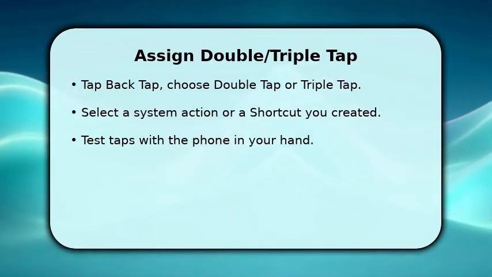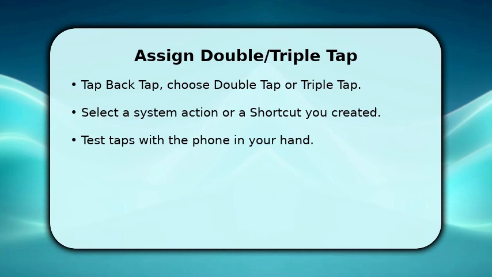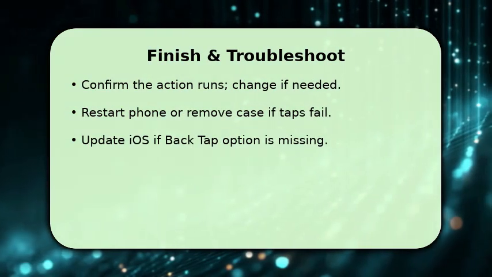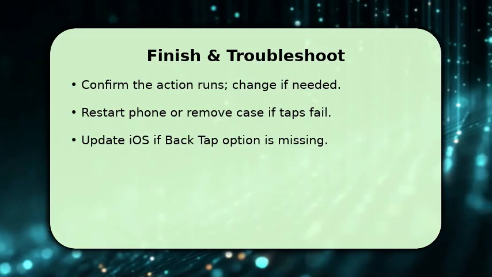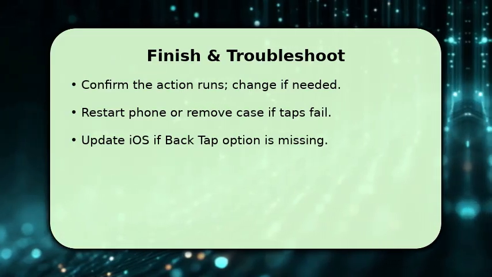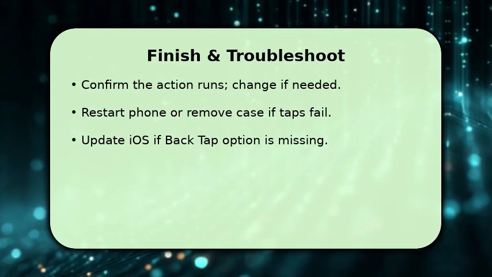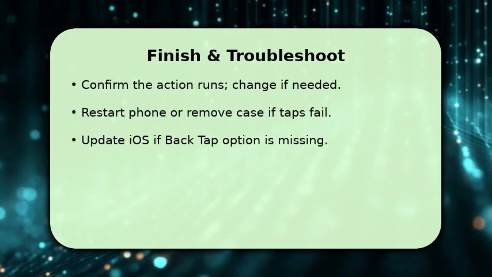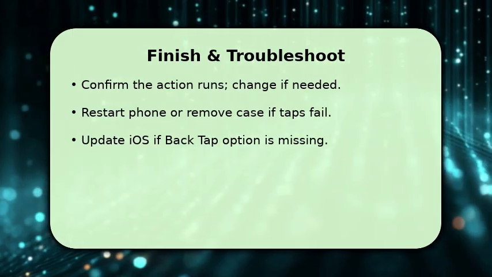Cases rarely interfere, but some stiff ones can reduce sensitivity. Finish by confirming the selected action runs consistently. If it doesn't, switch between double and triple to find the most reliable trigger for you. If taps fail repeatedly, remove the case and try again. Some cases dampen detection, and restart the iPhone to clear temporary sensor issues.